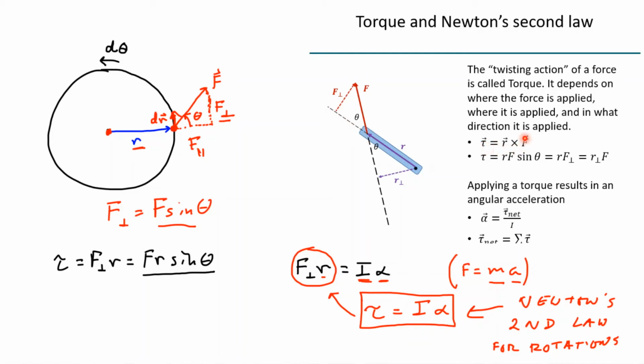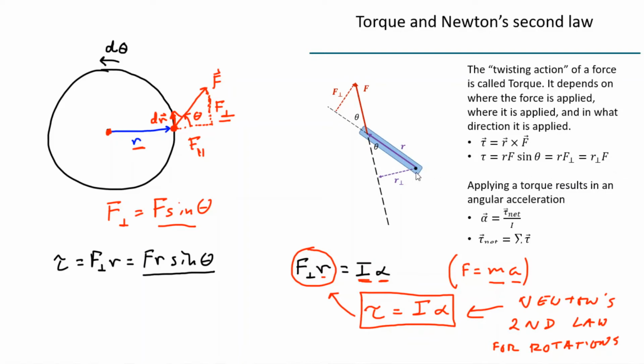So I can find the twisting action of this force, this torque tau, by just taking the cross product of r with F. I can write that in terms of this angle theta here as r times F times sine of theta, where theta is the angle between r and F. I can also write this as r times F perpendicular, where F perpendicular is the component of F that is perpendicular to the radial direction. That's how we defined it when I was deriving Newton's second law for rotations.